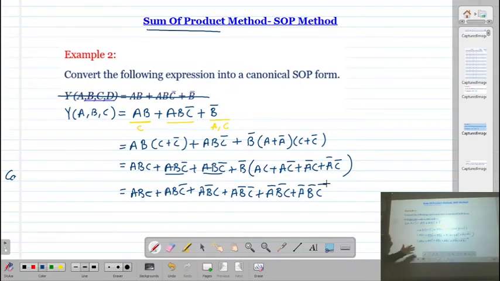Okay, so in this way, whatever expression is given to you and whatever the missing variable is, you can use the Boolean law A plus A bar equal to 1, and then you can expand this expression.